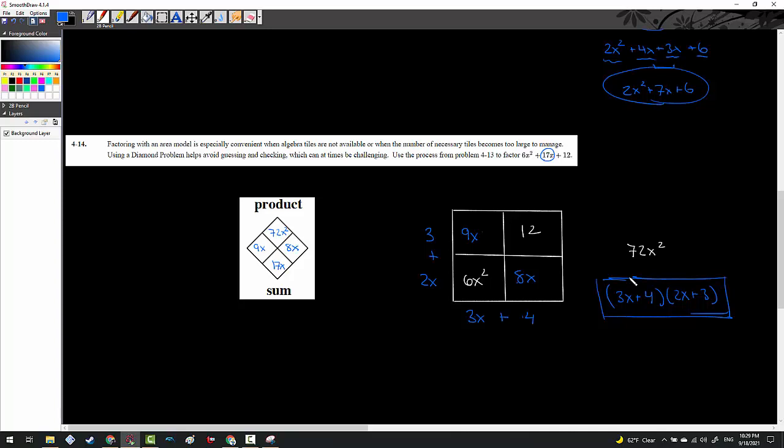And so from here, this is how the diamond problem really comes to fruition, along with the area models we've been doing. It all comes down to this notion of factoring quadratic expressions, which is what we're going to be doing a lot of in this next chapter.